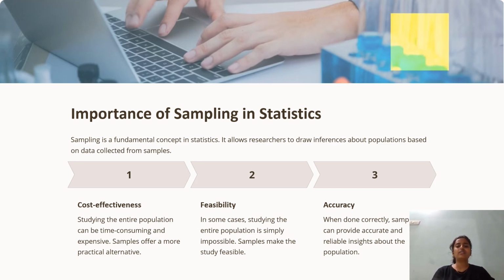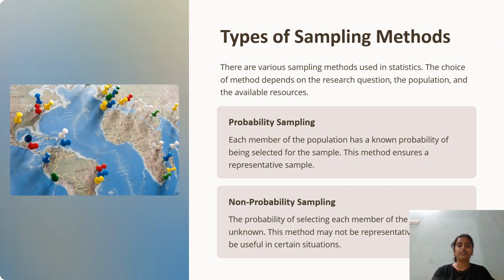Cost effectiveness, feasibility, accuracy. Studying the population can be time consuming and expensive. Samples offer a more practical alternative. Feasibility: in some cases studying the entire population is simply impossible. Samples make the study feasible. Accuracy: when done correctly, samples can provide accurate and reliable insights about the population.